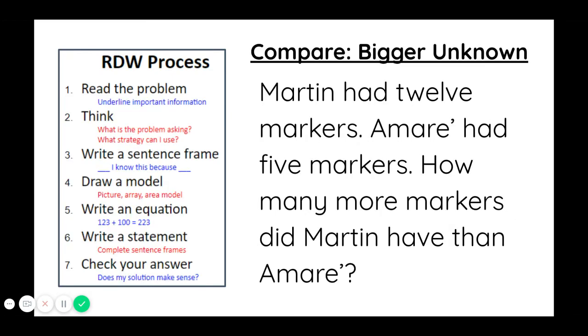This is an example of a compare problem that we did earlier this year. Martin had 12 markers. Amari had 5 markers. How many more markers did Martin have than Amari? We are comparing the amount of markers that Martin and Amari have. We want to know how many more did Martin have. To solve this, we're going to subtract 12, which is how many markers Martin has, minus 5, how many Amari has, and we find out Martin has 7 more markers than Amari.